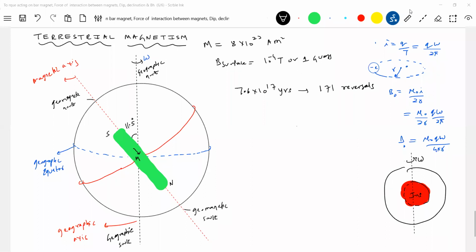Okay, so in the span of 7.6 into 10 to the power of 17 years, 171 reversals have occurred till now. And the book is telling the latest reversal occurred 10,000 years ago. The latest reversal occurred 10,000 years back. So this is what it is telling, so there is a possibility of asking this data also.